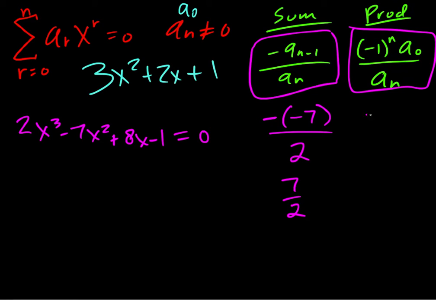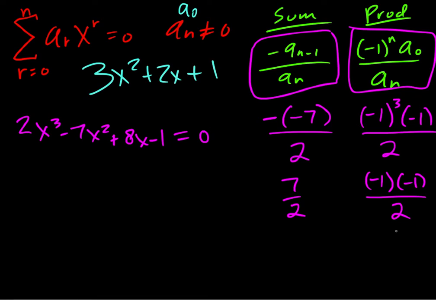Now for the product, n is whatever the degree is, and so the highest power of x, so that's 3, and then our constant term, because a sub 0 is the constant term, and then a sub n, which is the leading coefficient. Negative 1 to the third is negative 1. We still have that negative 1 there. Negative 1 times negative 1 is 1, and so our product is 1 half.